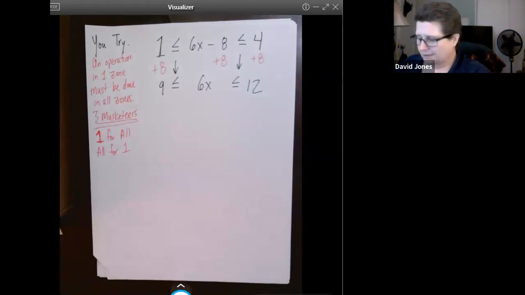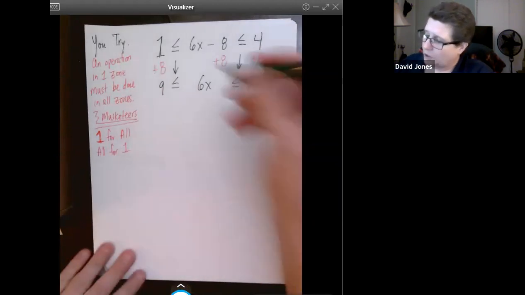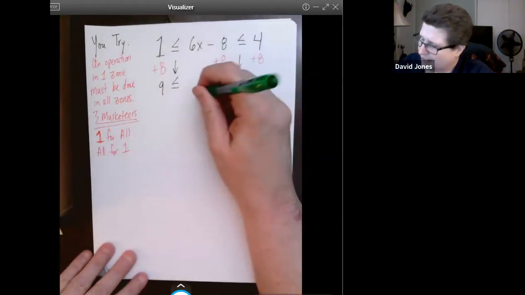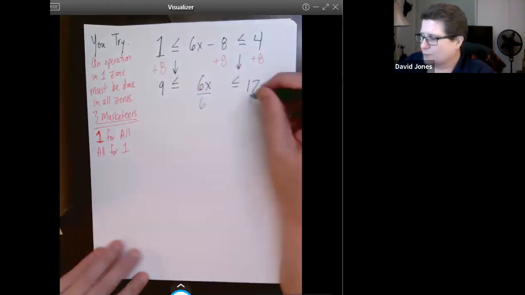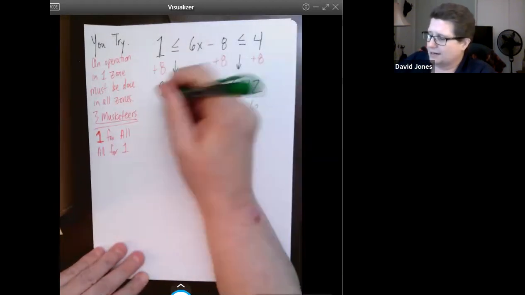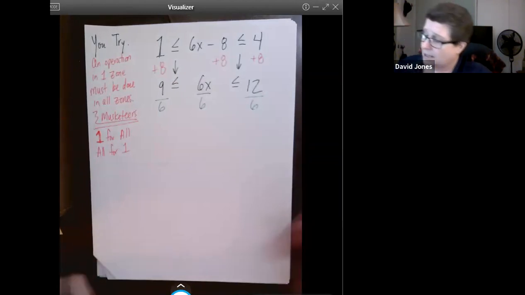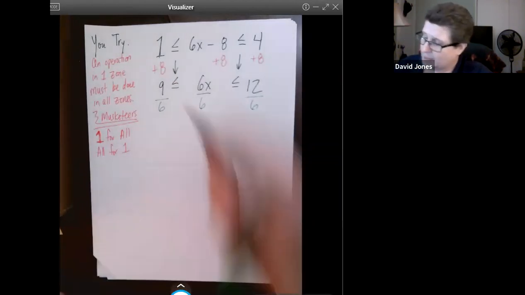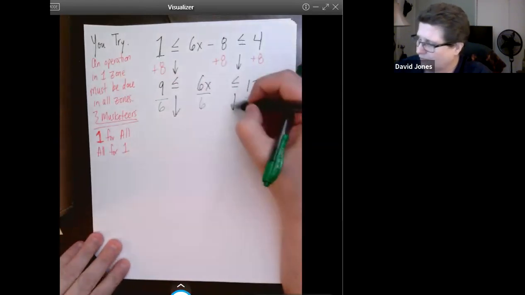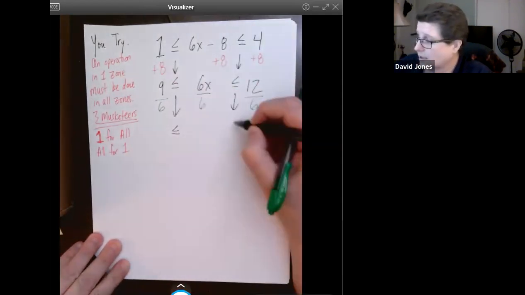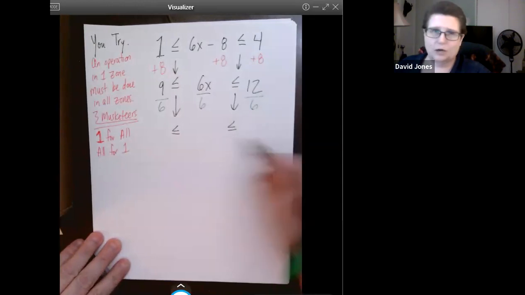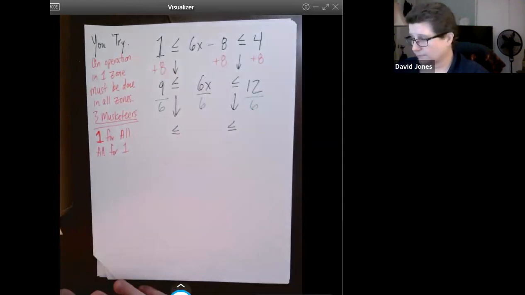All right. Again, that principle applies here. What I do in one zone, I gotta do in all. So if I want to get x by itself, I need to divide by 6 here, which means I gotta divide by 6 over here and divide by 6 over here. Divide the 9 by the 6 and 12 by the 6. My inequalities keep their direction. I did not divide by a negative number. If I did, both inequalities would change signs.